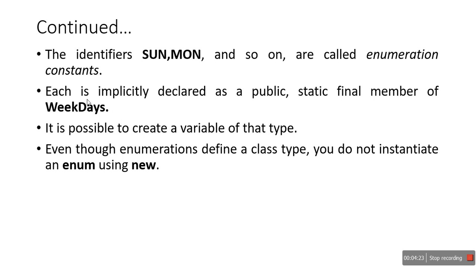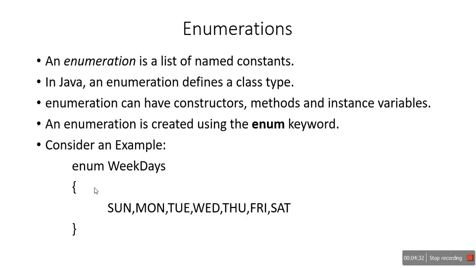Next, each is implicitly declared as a public static final member of weekdays. When you declare this enum type, every constant is implicitly public, static, and final. We know what the use of public is. Public variables can be accessed anywhere outside the class, means public access specifier. When we declare any data member as public, it is possible to access the public members outside the class, so no restriction.